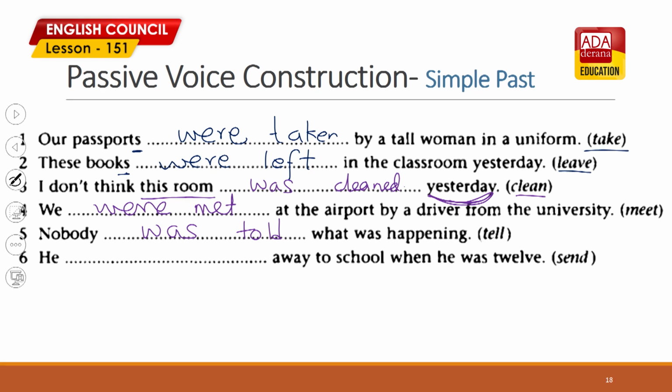So passive. He blank away to school when he was 12. Send. Past participle, sent. He was sent. He was sent away to school when he was 12. Who sent him? We don't know. We don't need it in passive. He was sent away.